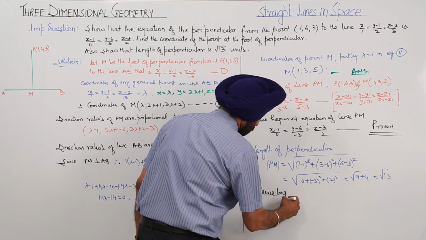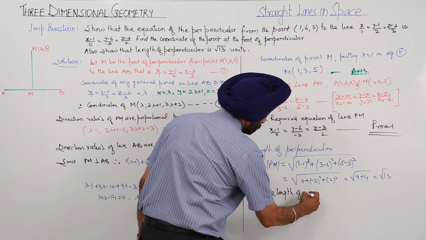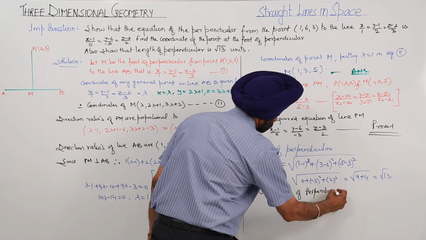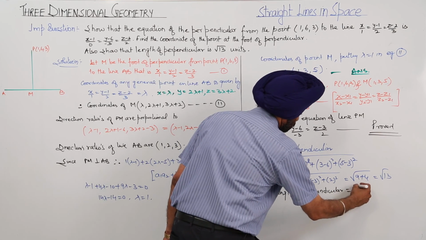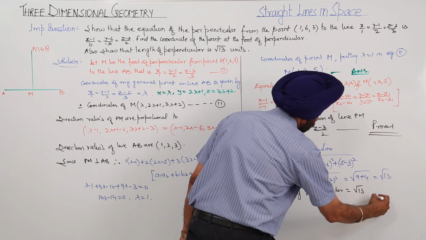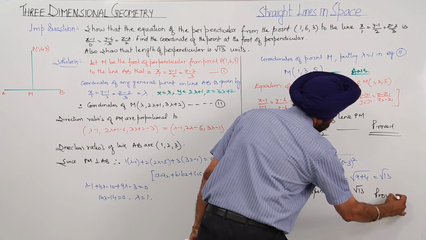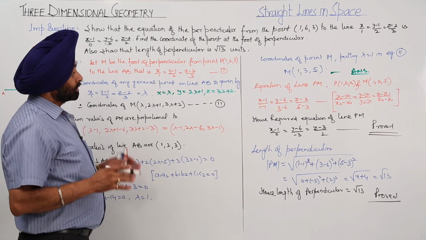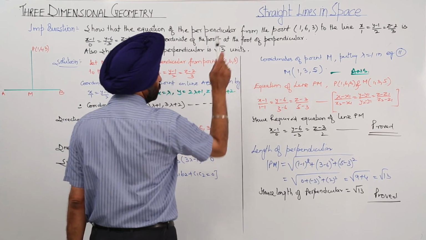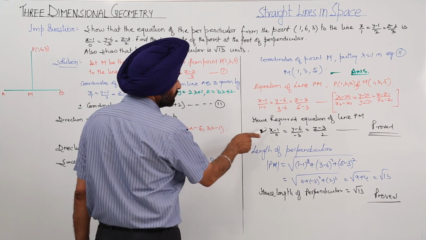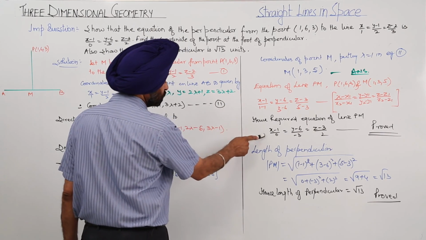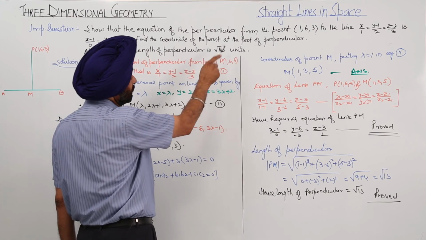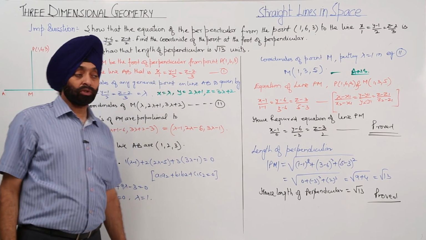Hence the length of perpendicular is equal to square root of 13. Proved. So we have got the coordinates of point M. Here we have shown that the required equation of line PM is this one, and we have also shown that the required perpendicular length is square root of 13.